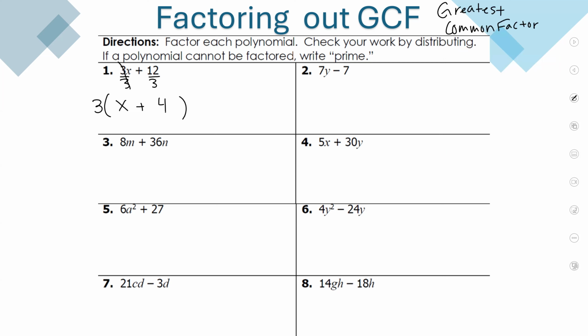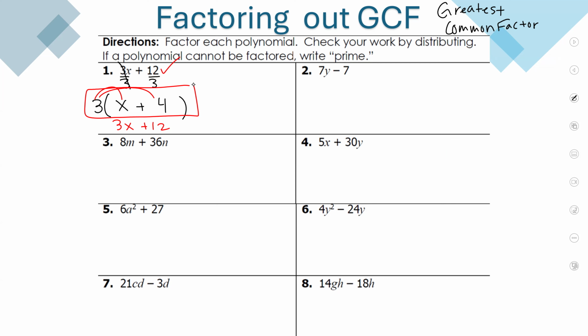How can I check and see if I did it right or not? Distribute it. So 3 times x is 3x. 3 times 4 is 12. Oh, that's what I started with. That means these are my factors. I factored it.